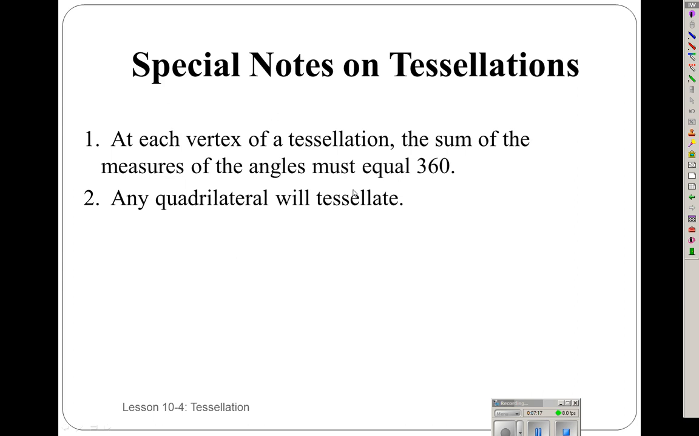Any quadrilateral will tessellate. That's an interesting property of quadrilaterals. It might not be a regular tessellation. If it's a square, it will be a regular tessellation. But any quadrilateral will tessellate.